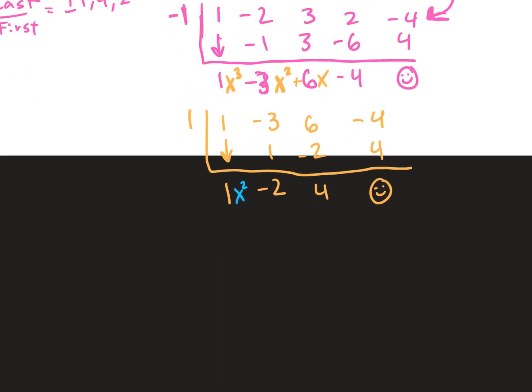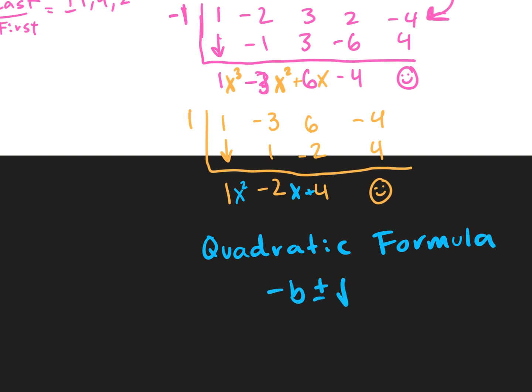So then from here, once you get to x squared, factor it. So x squared minus 2x plus 4. I'll tell you that this is not going to factor. What do we do if something doesn't factor? If it's x squared and it doesn't factor. The quadratic formula. So our quadratic formula is negative b plus or minus the square root of b squared minus 4ac over 2a.